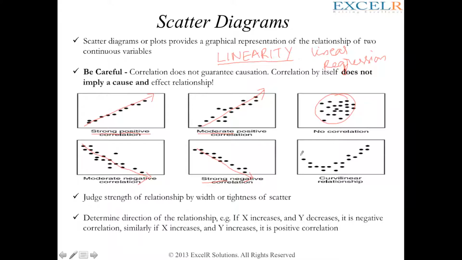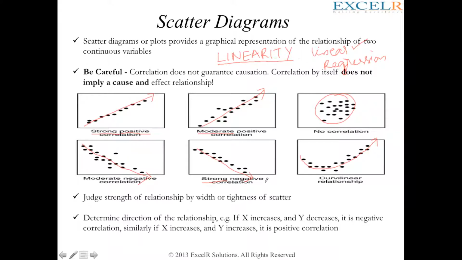Now look at this here. You see that it's curvilinear. It appears as if it's a curvilinear relationship, right? If you have this kind of a representation, we cannot go with a linear regression directly. We need to do something else, and what that is we'll discuss in a moment.